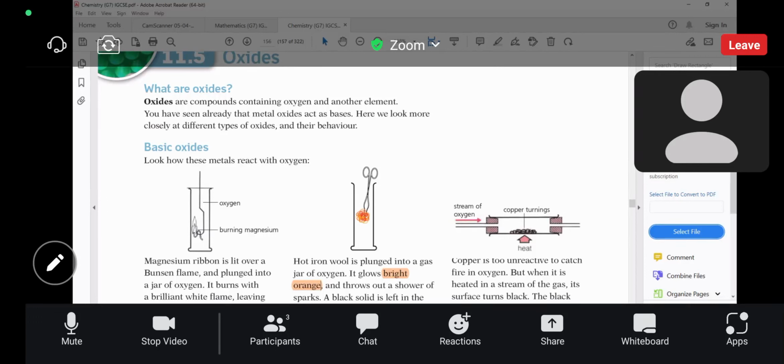So it glows bright orange and throws out a shower of sparks. And a black solid is left in the gas jar. That is the observation, that is what you see. Observation means what you see at the end. Black solid is left. What about copper?